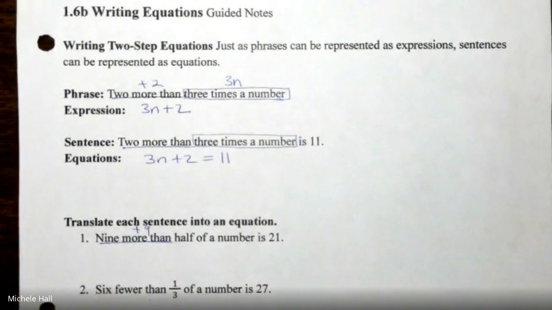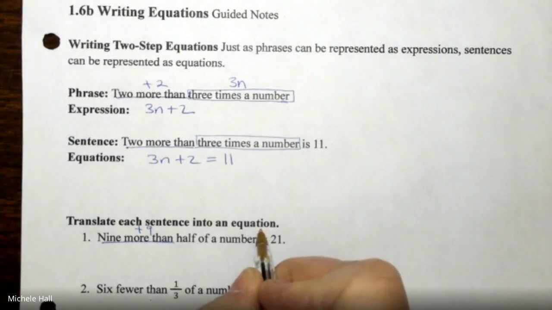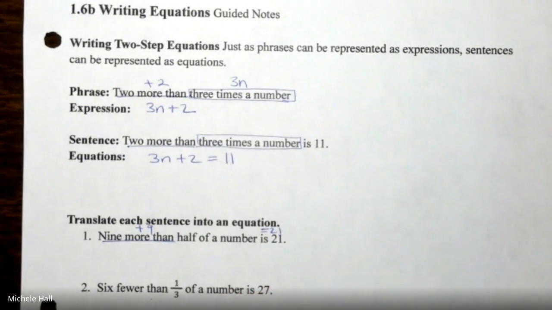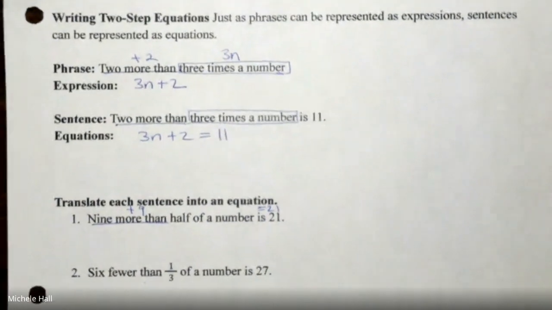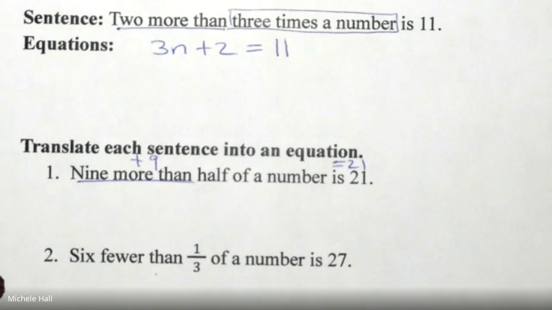Nine more than means plus 9. I wonder about half of a number. I know is going to be equals 21. I got that part. I wonder what it's going to mean to be half of a number. How do I show half of a number? You would do the fraction 1/2. And then what?